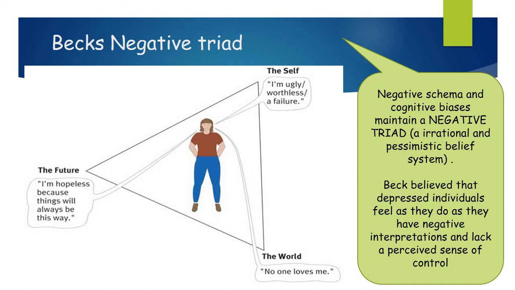So we often see this lack of sense of control. It can be really, really prevalent in someone with depression. But this all ties into Beck's negative triad: negative view on the self, negative view on the world, and negative view for the future.